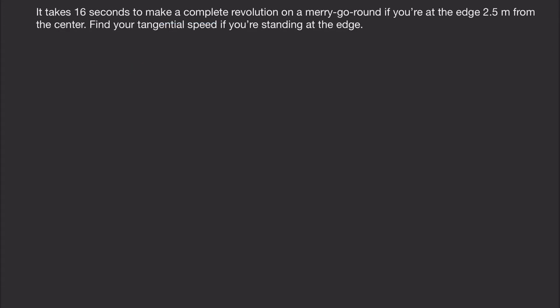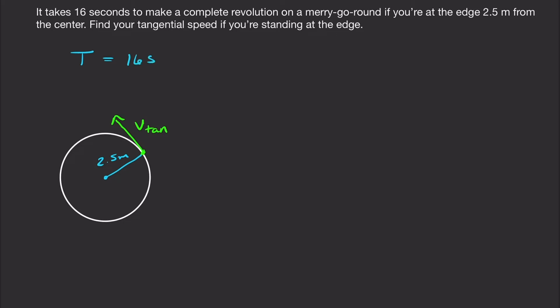The next problem we have, it takes 16 seconds to make a complete revolution on a merry-go-round if you're at the edge, 2.5 meters from the center. Find your tangential speed if you're standing at the edge. So if we draw a little circle representing our merry-go-round from the top, this merry-go-round has a radius. In this case, it's 2.5 meters to the edge. And we want to find our tangential velocity, so v tangent.